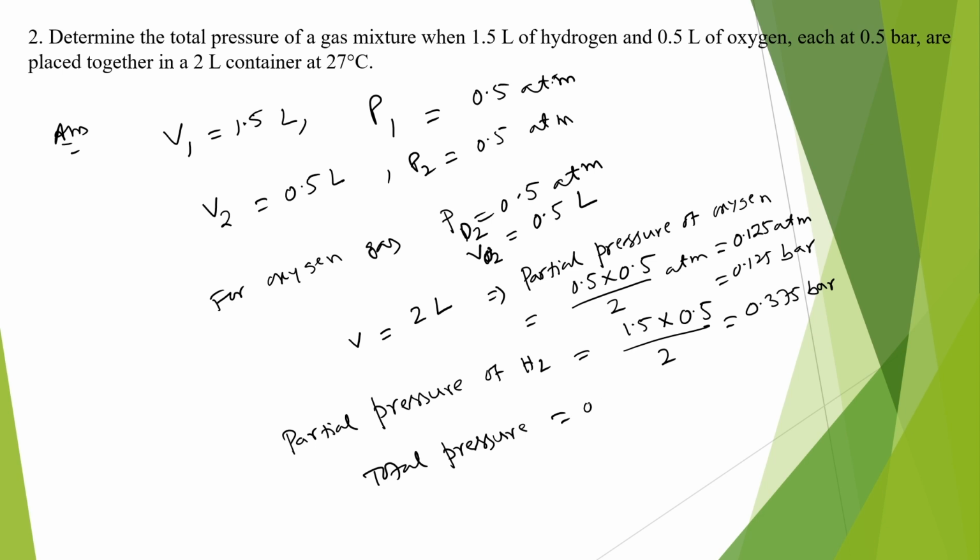So, total pressure is 0.125 bar plus 0.375 bar. So, it will give you 0.5 bar. So, the first part here we write this one is volume of hydrogen and initial pressure of hydrogen. So, we just modify this one. So, here volume of oxygen and then this is initial pressure, if we say initial pressure again, initial pressure of oxygen. Okay, then we can do it very easily. Okay. So, this is problem number 2.